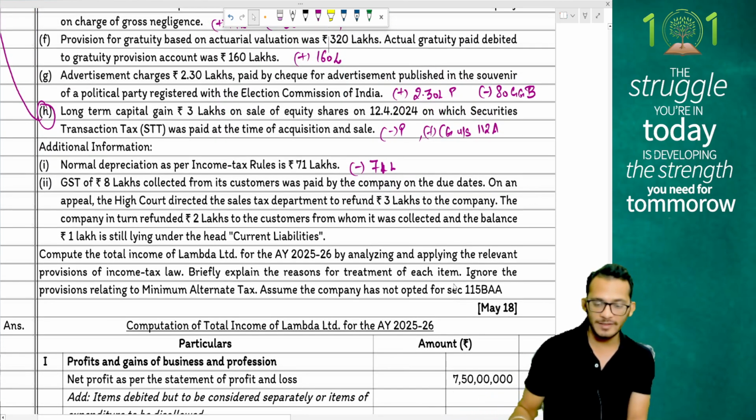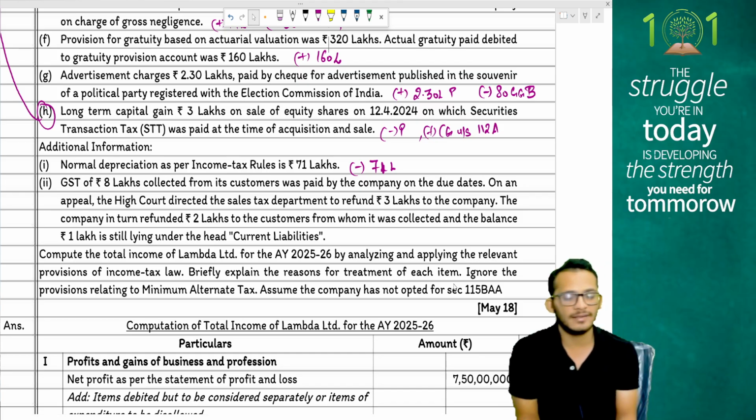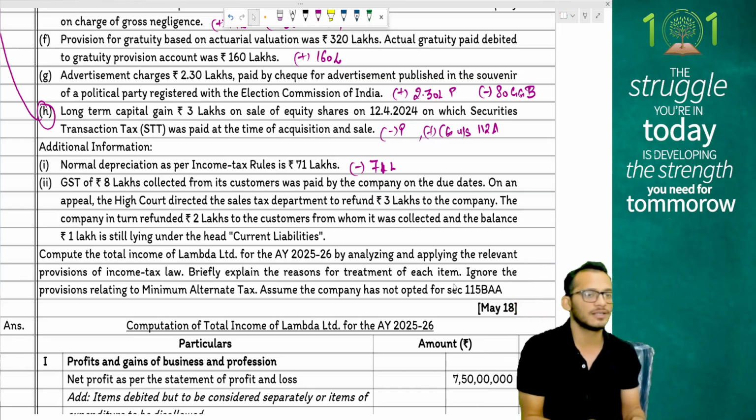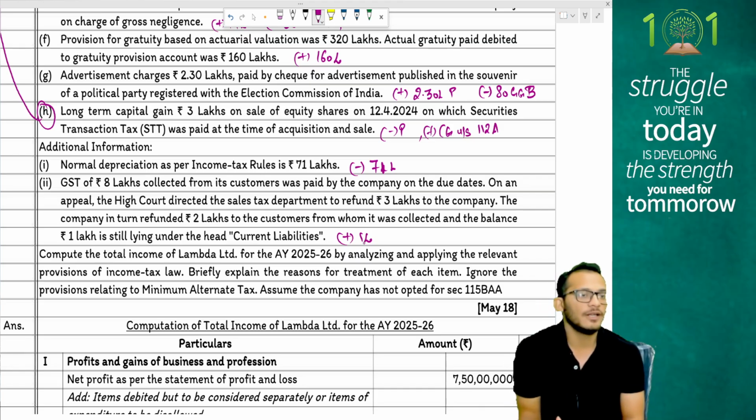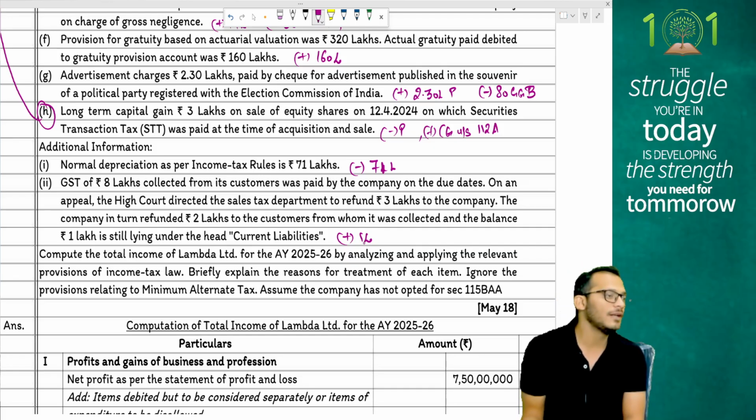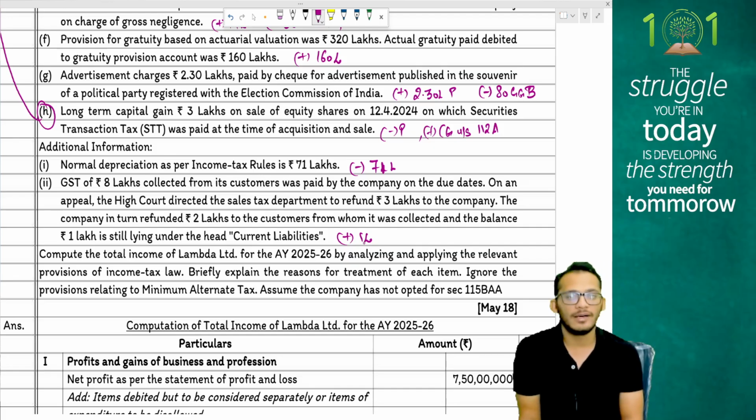GST of 8 lakh rupees collected from customers was paid by the company on due dates. On an appeal, the High Court directed the sales department to refund 3 lakhs. The company in turn refunded 2 lakhs and balance 1 lakh is shown in current liability. Same adjustment, take 1 lakh as in current liability. Now people, if I notice this carefully, nowhere in the question have they talked about any new assets. So luckily there is no additional depreciation. Answer is over. This is my total income.